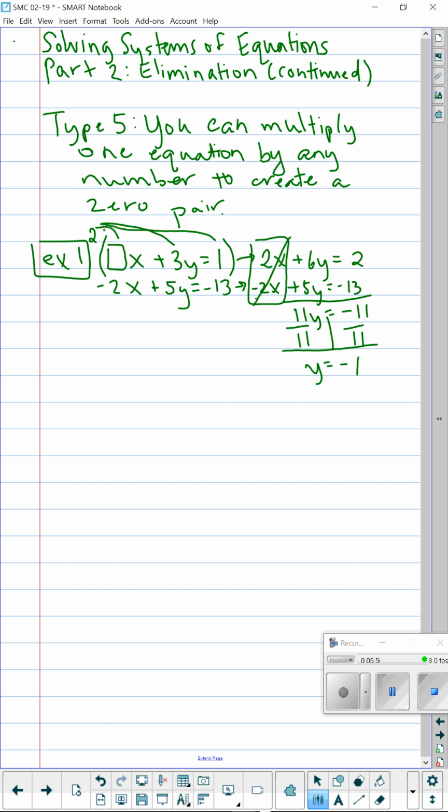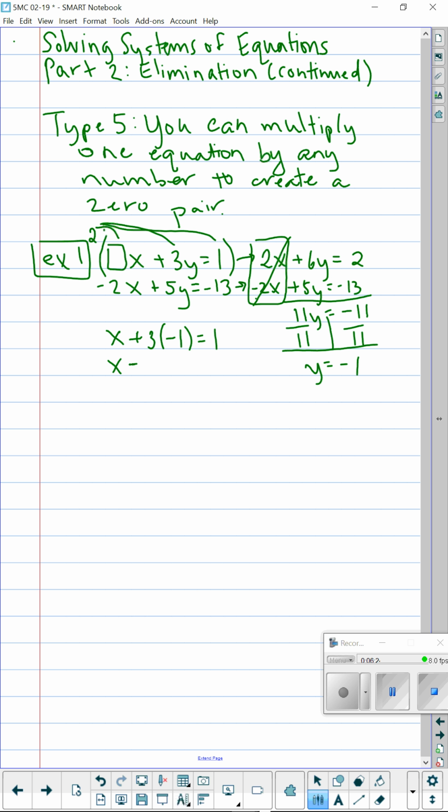We have to take that value of y and plug it into one of those equations so that we can solve for x. I could choose any equation. I could choose an original equation, or I could choose an equation that I changed. It doesn't matter. But that first equation looks like it would be easier. So it was x plus 3y, so now it's going to be x plus 3 times negative 1 equals 1.